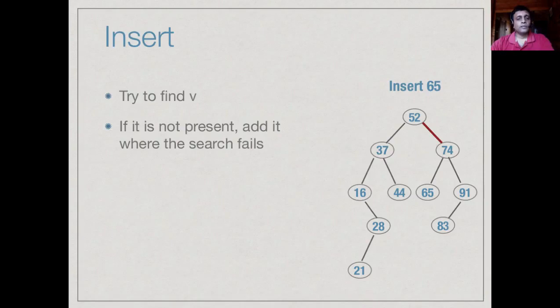Now it could be that we try to insert a value that's already there. For instance, we might want to insert 91. So we look for 91 and we find it. So we will interpret the insertion of 91 as something which does not disturb the tree, because we said we don't want to have duplicate values. So when we insert, we try to find. If the find fails, we insert. If the find succeeds, we do nothing.